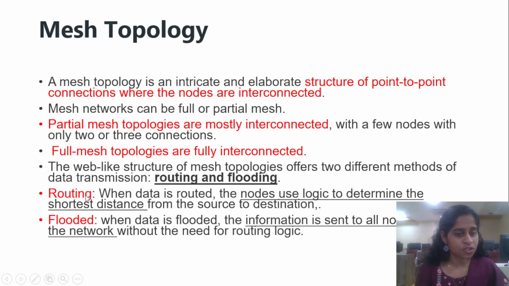One concept is the two main methods which we use during transmission: one is the routing method and the second one is flooding. So what is known as routing? Routing means it will find the shortest path. We will have routers, which help you find the shortest path from source to destination. And what is known as flooding? Flooding means the information is sent to all the nodes within the network, without the logic of routing.